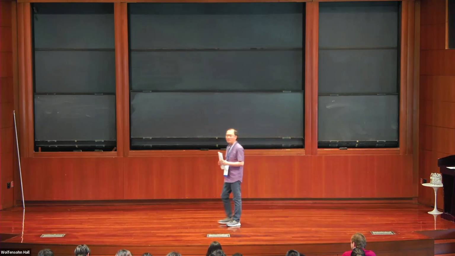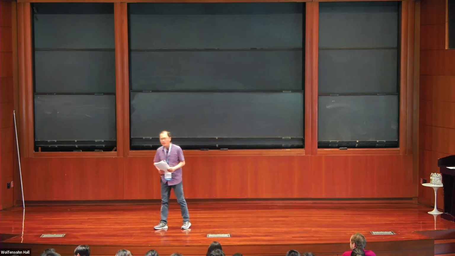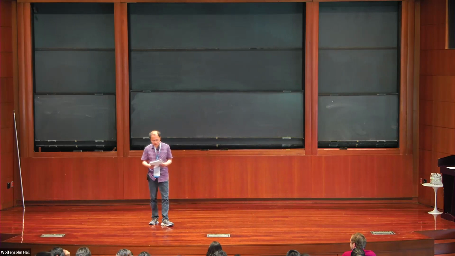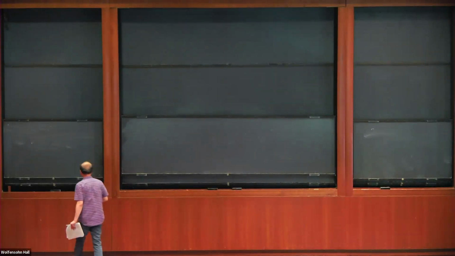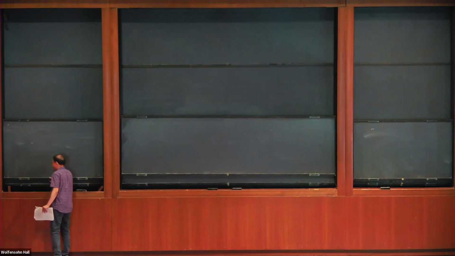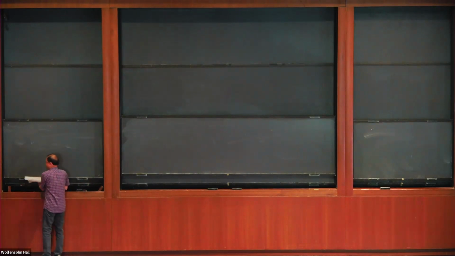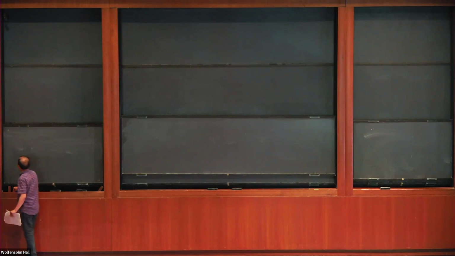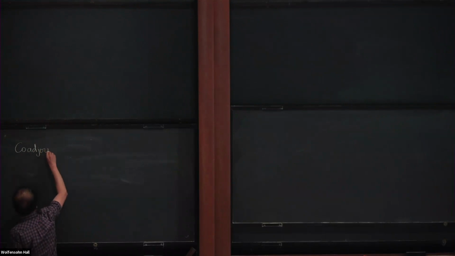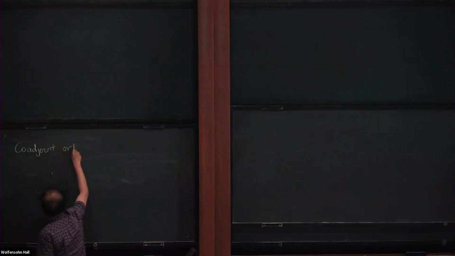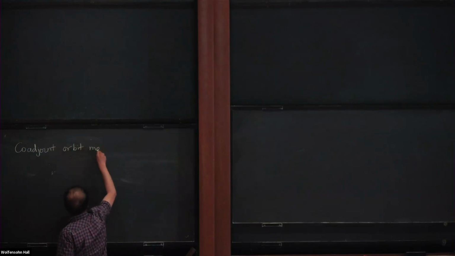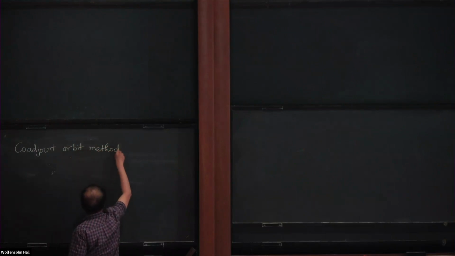So first, in this lecture, I'm going to try to describe a formalism that we recently developed. It's the co-adjoint orbit method of bosonizing the Fermi surface.